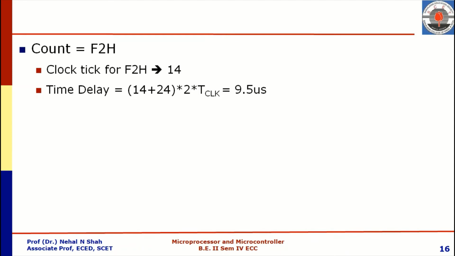For an 8 megahertz crystal frequency, T clock is 0.125 microsecond. That's why in this case, time delay is 9.5 microseconds, which results in a frequency of square wave of 105 kilohertz.